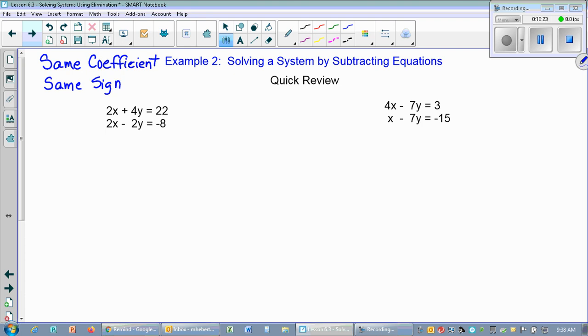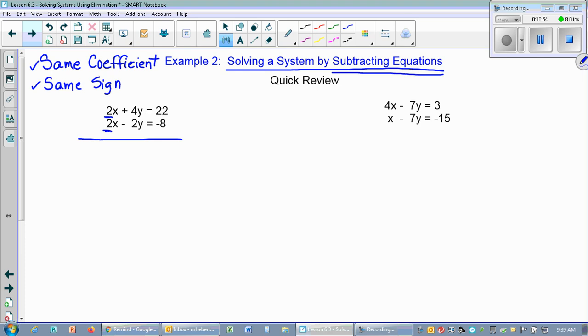Identical twins. So let's look at our first system of equations. We have a positive 2 and a positive 2. Same sign. So I mean, same coefficient. I'm sorry, guys. But they are also the same sign because it's a positive 2 and a positive 2. All right, so since we meet both qualifications already, there's no need to move any further in the problem. So we can go ahead and use solving the system by subtracting our equation.